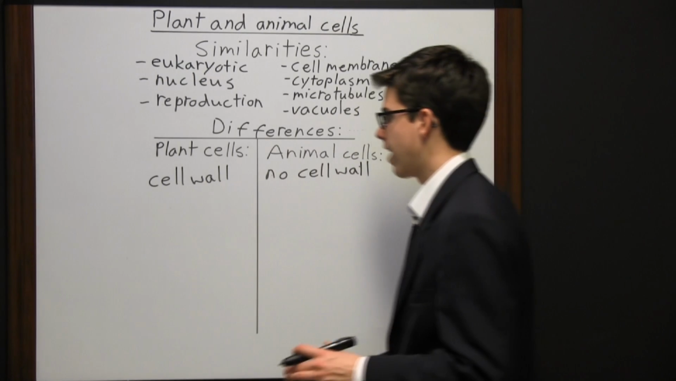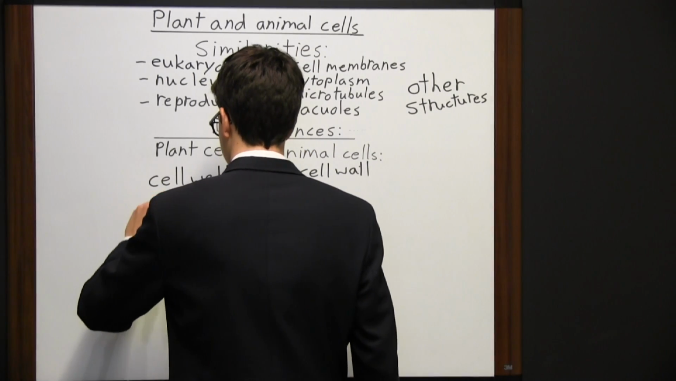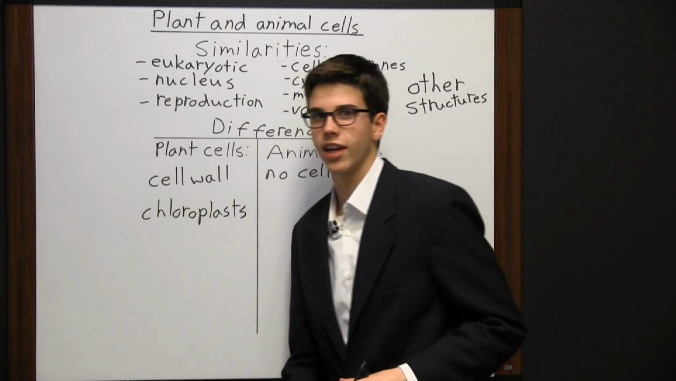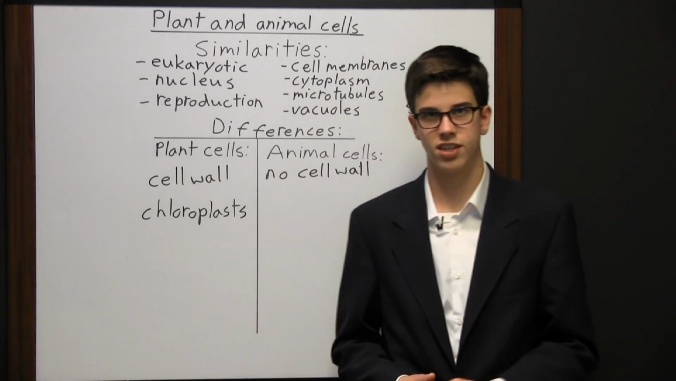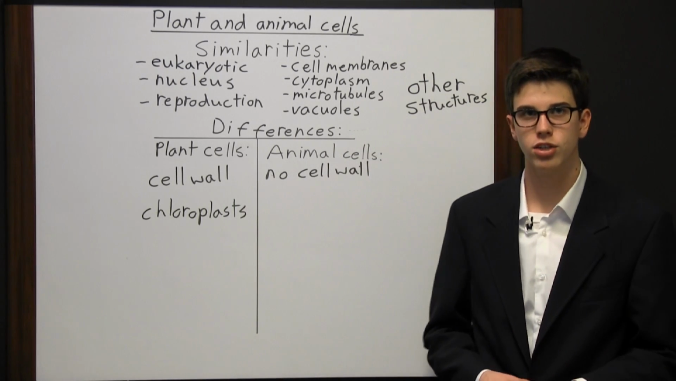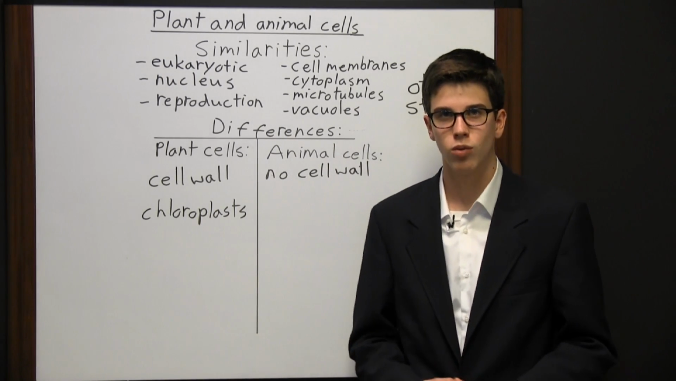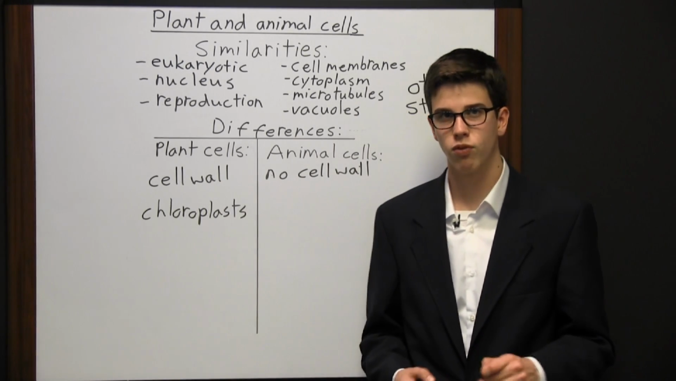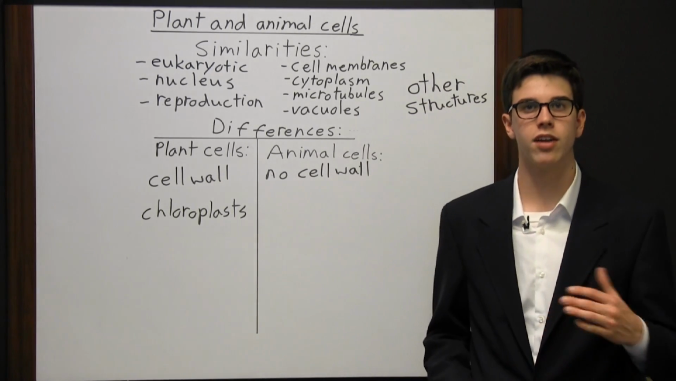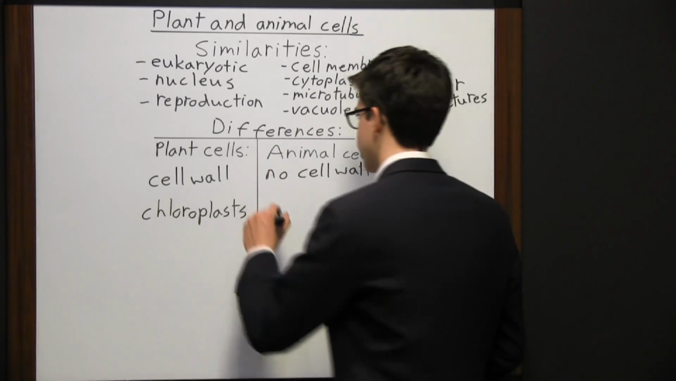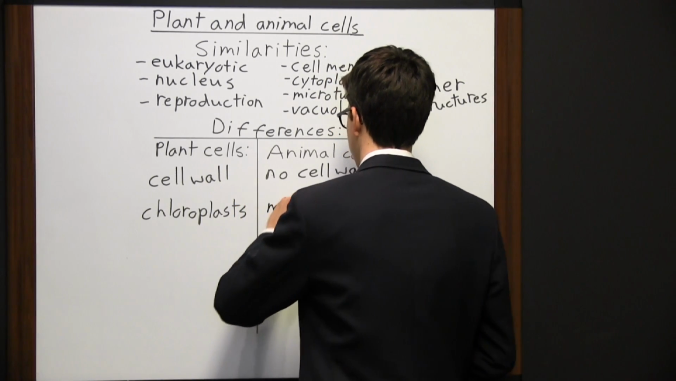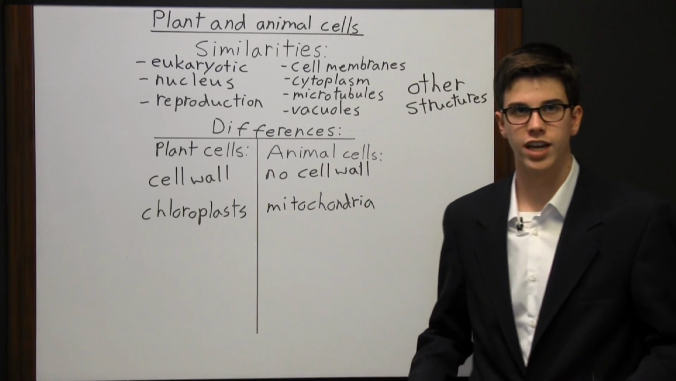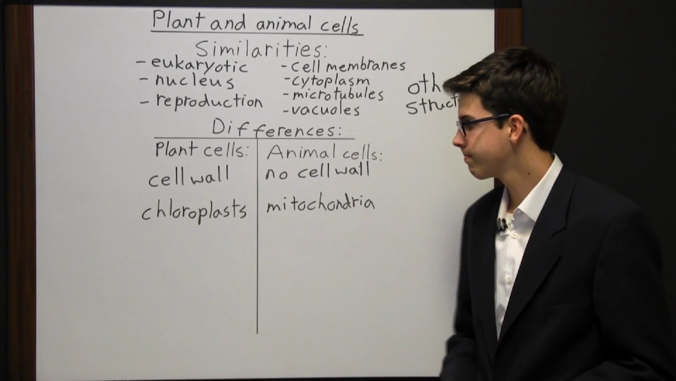Now, plant cells have chloroplasts. And these chloroplasts come in handy in a process known as photosynthesis, which is the conversion of sunlight into food. Chloroplasts in plants that perform photosynthesis absorb sunlight and then convert that into energy. Now, animal cells use something known as mitochondria. The mitochondria produce energy from food in animal cells.